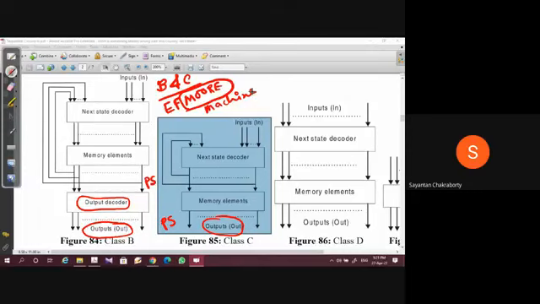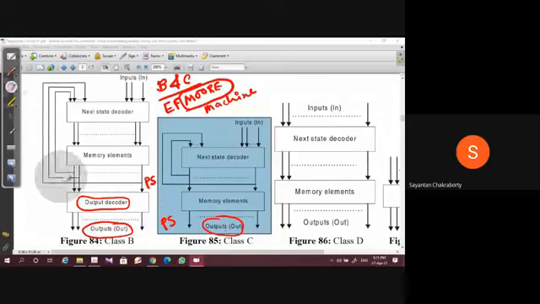Now, in the first case, class B, the output is not directly the present state. There may be some output decoder logic, which is nothing but a set of combinational logic gates or circuit, which will decode this present state to generate the output following some Boolean expressions. So this is for class B. Whereas in class C, the output is directly given by the present state.